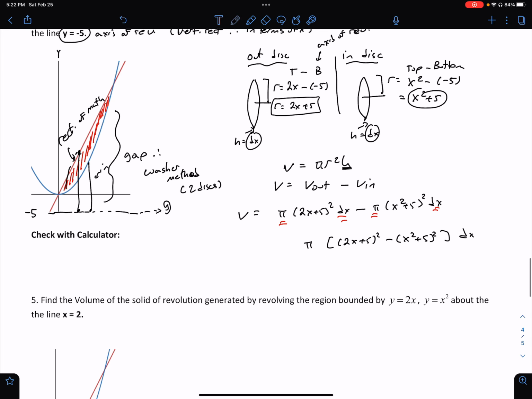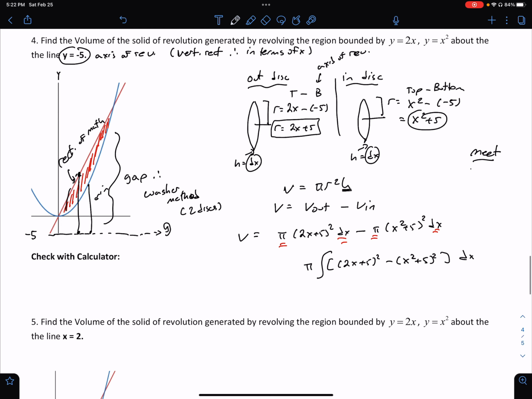So the only thing I can do now is integrate it. So I have to find their bounds. Where do they meet? That is just where the line function 2x equals x squared. I can bring it over: x squared minus 2x equals 0. And you can get x is 0 and 2. So we just integrate that from 0 to 2.